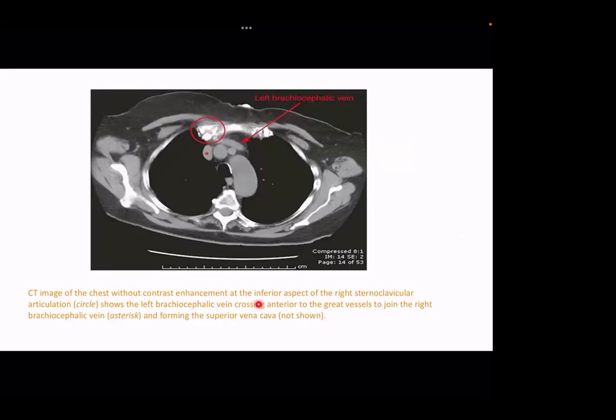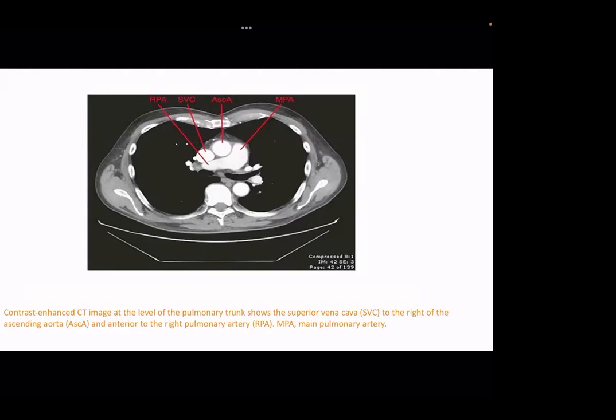This is a CT image of the chest with contrast at the inferior aspect of the right sternoclavicular articulation, showing the left brachiocephalic vein crossing anterior to the great vessels, as you can see here, to join the right brachiocephalic to form the superior vena cava. And this is a contrast CT image at the level of the pulmonary trunk showing the superior vena cava and its relation to the ascending aorta, which is to the right and anterior to the right pulmonary artery.